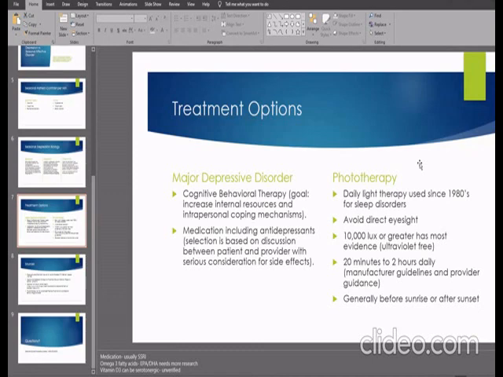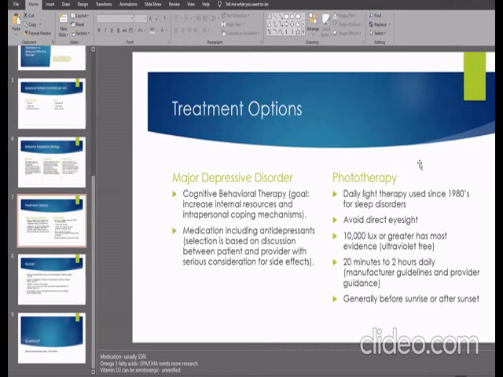So if you choose to go out and purchase one of these items, you want to make sure that it is UV free. And then the recommendation for how long to use it is going to be dependent upon the strength that you purchase, your manufacturer guidelines.